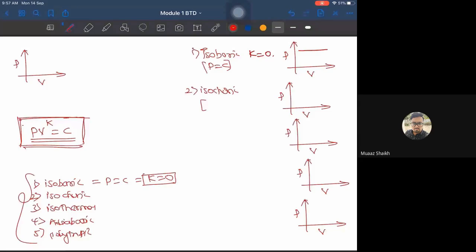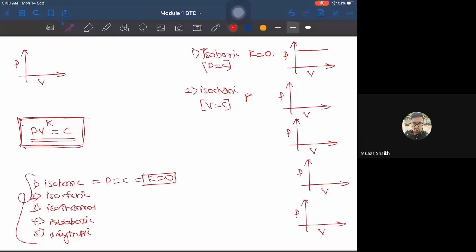For the isochoric process, the value of k would be equal to infinity. If the value of k is infinity, then taking the reciprocal, the exponent on the volume becomes 0. So the isochoric process means the volume has to be constant. That's why it is represented by a vertical line like this.